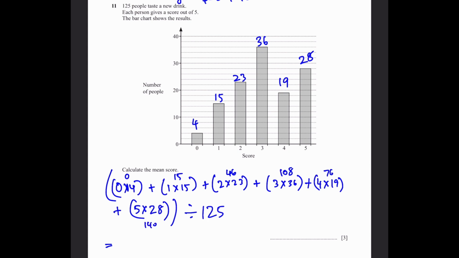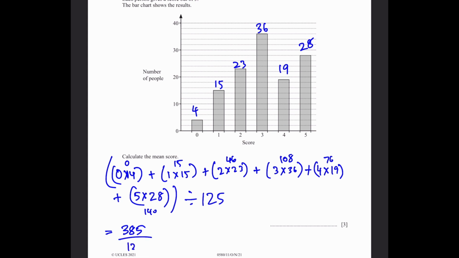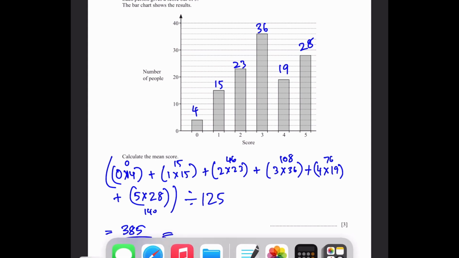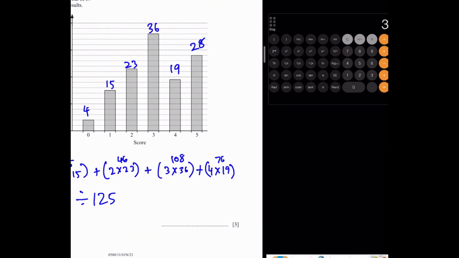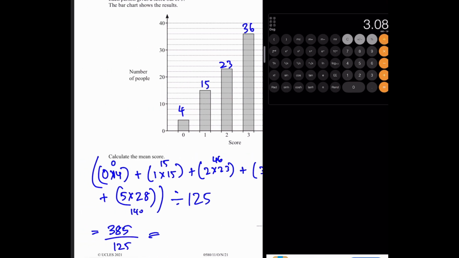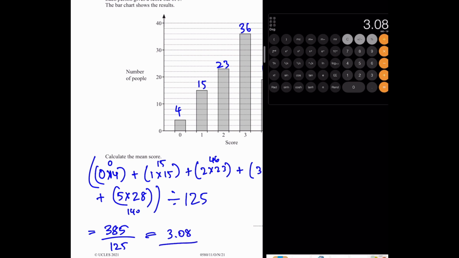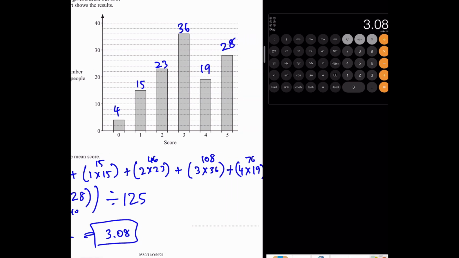So when we add this, 15 plus 46 is 61, and then we have 169, and then 245, and then we have plus 140, 385. 385 divided by 125, which is equal to, let's get the calculator out and divide this final one. 385 divided by 125, 3.08 score. And that's the answer.